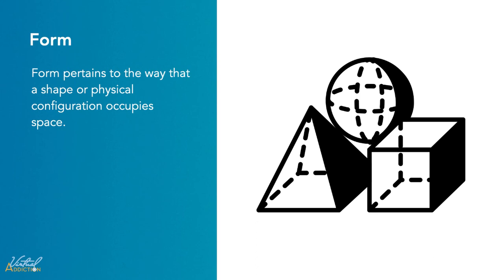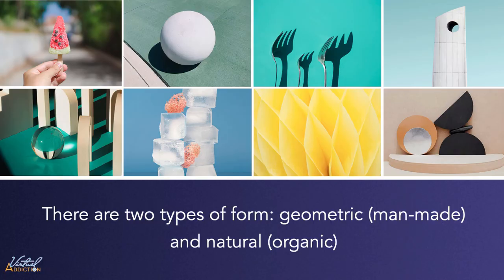Form pertains to the way a shape or physical configuration occupies space. Instead of creating form through three-dimensional physical shape, designers create the appearance of form on a flat surface by using light and shadow, the appearance of the object's contours, negative space, and the surrounding objects around the subject matter.